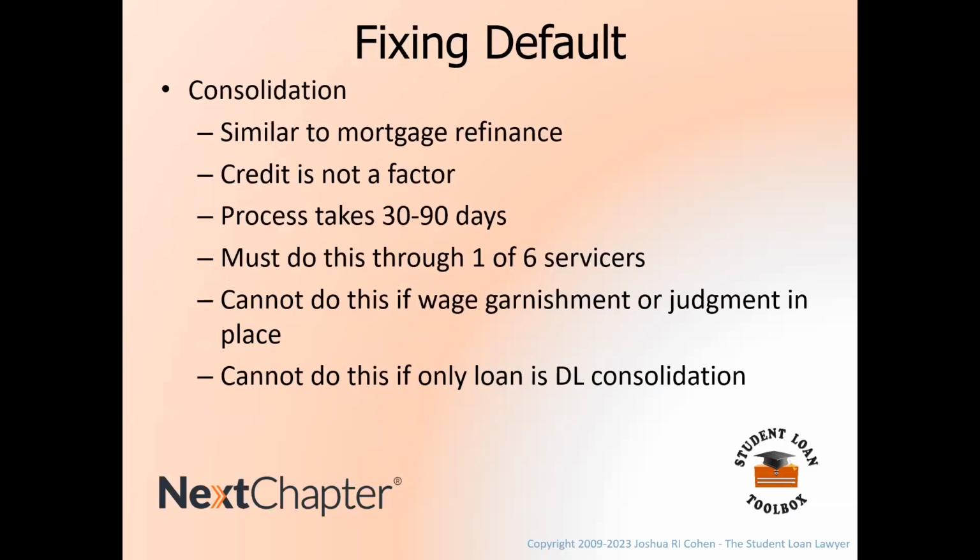How do you fix it? You've got three ways. One, you can consolidate. As long as there's no garnishment or judgment, you can consolidate, again, similar to a mortgage refinance. Because you get a servicer that doesn't hold the note. Credit's not a factor. The process takes 30 to 90 days.